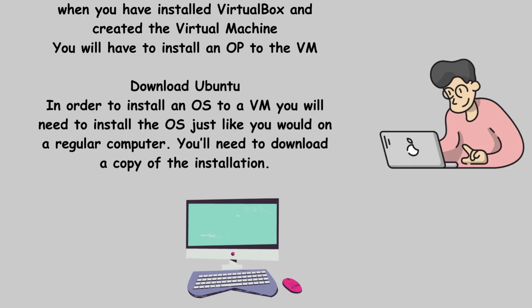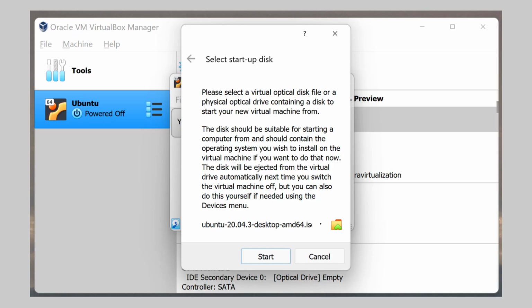When you have installed VirtualBox and created the virtual machine, you will have to install an OS to the VM. Download Ubuntu. In order to install an OS to a VM, you will need to install the OS just like you would on a regular computer. You'll need to download a copy of the installation media. Installing the OS: now, you should have everything ready to install Ubuntu.